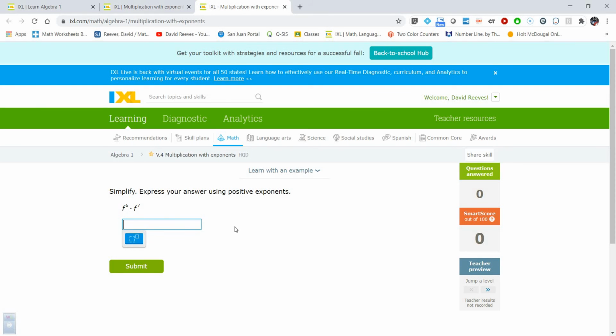Oh, the algebra one's got to be harder, right? Because this is algebra 1. Oh, Mr. Reeves, I'm only a 7th grader. How could I do algebra 1? All right, we got this.